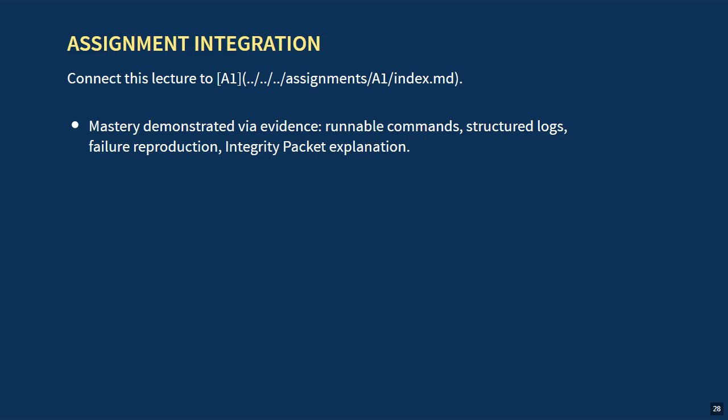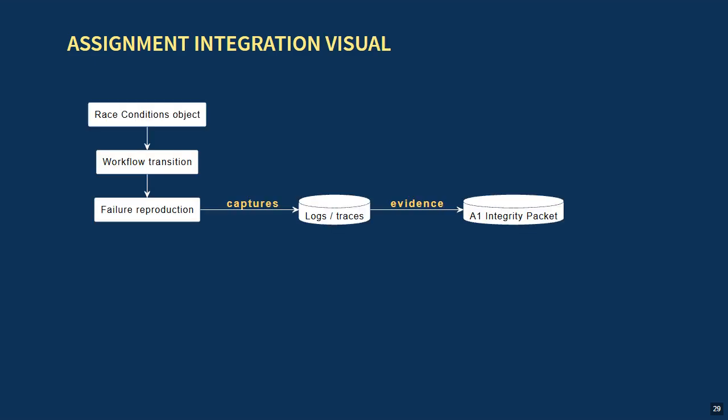This lecture aligns with your upcoming assignment A1. As you work on your projects, make sure to connect the concepts from today's lecture to your specific scenarios, demonstrating mastery through evidence such as runnable commands and structured logs. This diagram connects the lecture to A1. The project object, workflow transition, reproduce failure, and supporting logs should all feed into the integrity packet explanation.